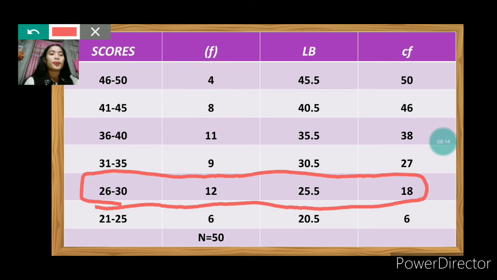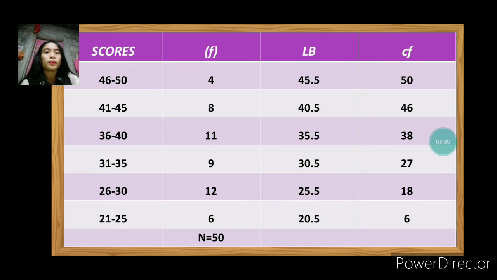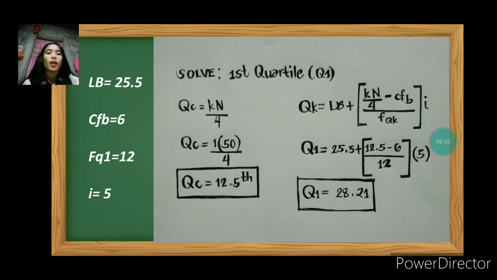Sorry for that. So we will use this row for our solution. Our frequency is 12, our LB is 25.5, and our cumulative frequency is 18. Going back here, I have already put the data, so we will continue. Then our LB, as I said a while ago, is 25.5.